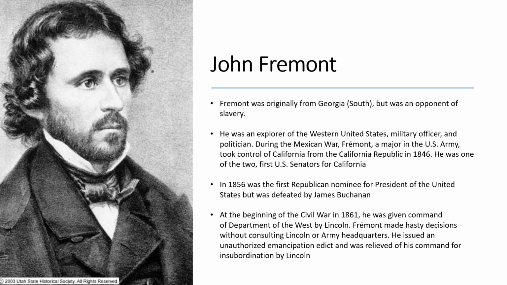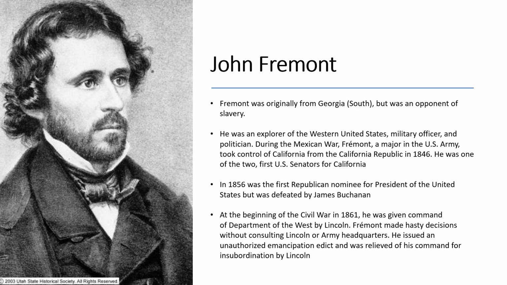John Fremont crops up in a few places on this course, but the starting point is the Mexican War, hence why he's here now. So he's originally from Georgia, which is a southern state, but he is an opponent of slavery, which is quite interesting, quite unique. He was an explorer, and he also works in the military, so he'll have a role in California being taken control of in the Mexican War. He's also one of the first two senators of California.